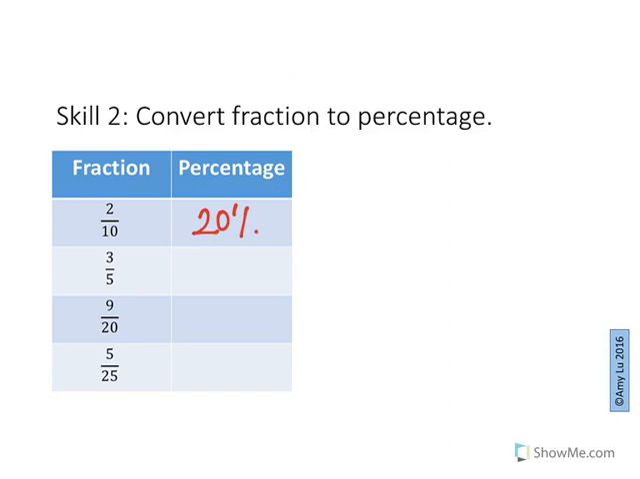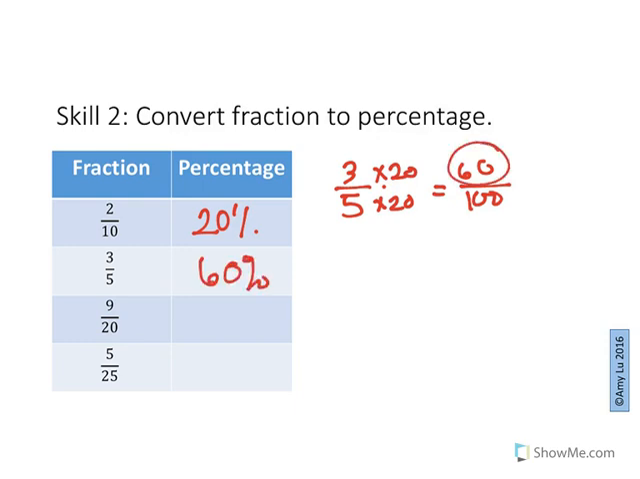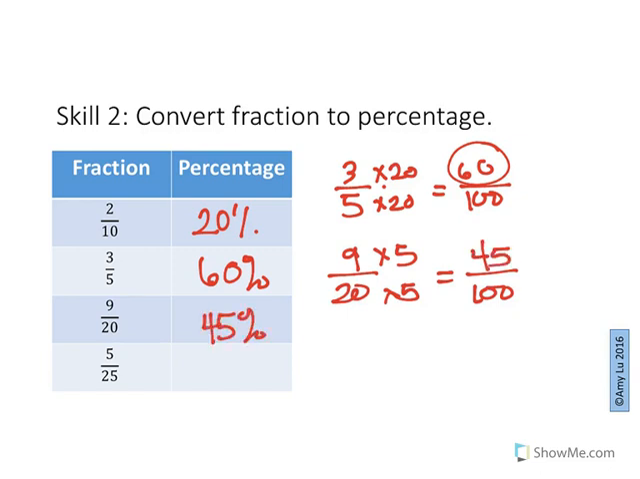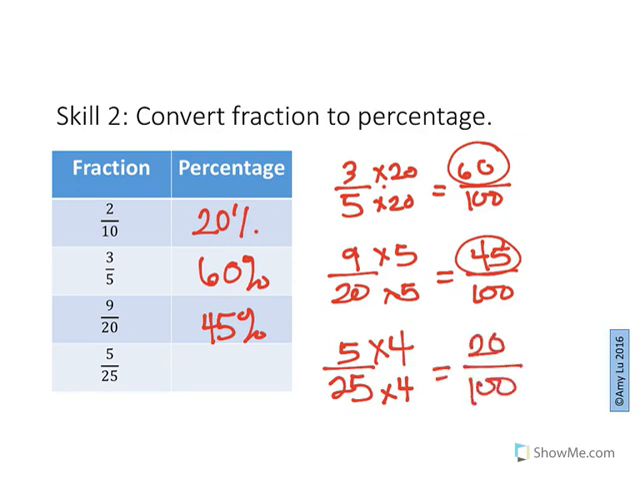So this was 20%. 3/5, we have to multiply the top and the bottom by 20 to make an equivalent fraction of 60 out of 100. That is automatically 60% because that's your numerator. 9/20, we have to multiply this by 5 because this will make 100 on the bottom, so therefore the top is 45. So 45% is your percentage. 5/25, you have to multiply this by 4. This makes 20 out of 100. This automatically becomes 20% because that is your numerator.